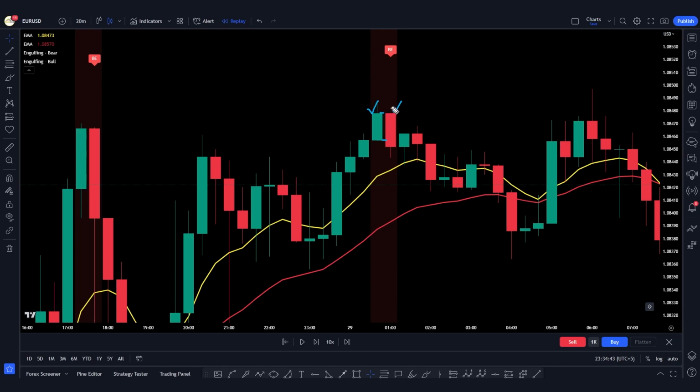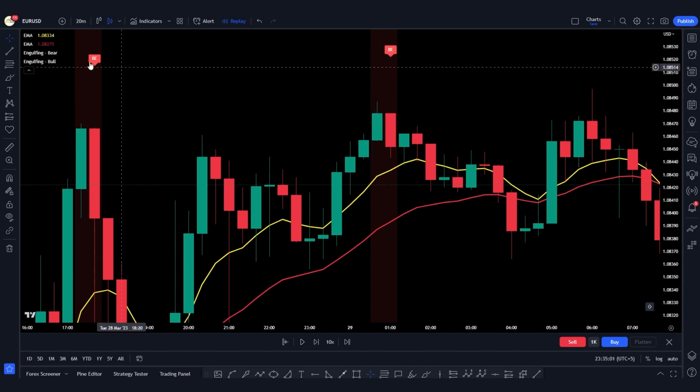And also this tells us about the shift of momentum, and at the close of this long bearish candle, we can see the market is in bearish momentum and sellers are driving the market in the bearish direction. So this is the trading psychology behind using these bearish and bullish engulfing candlestick patterns.